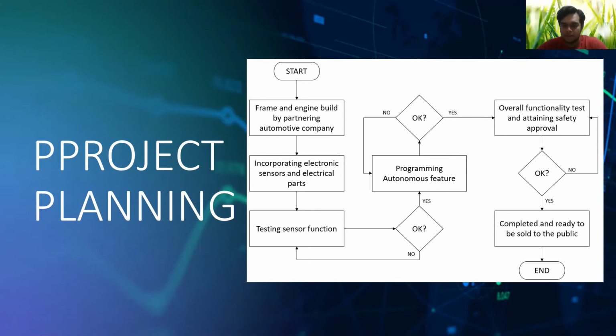Once it is completed, we will have an overall functionality test and attain safety approval. Once the vehicle has been set up with all the programming for the autonomous vehicle, several test runs will be done, and safety approvals will be obtained to ensure that the car is safe to use by the people. Once all the safety has been approved and the tests have shown tremendous success, the product will finally be completed and ready to be sold to the public. So that will be the overall project planning for our autonomous car vehicle.